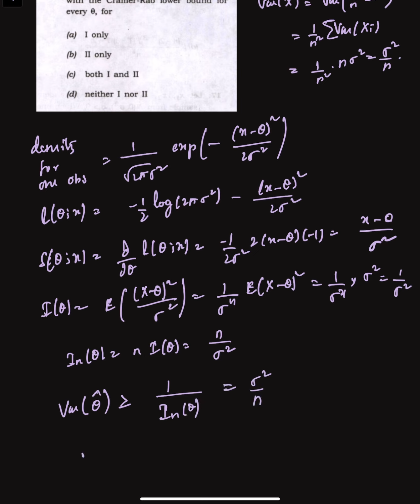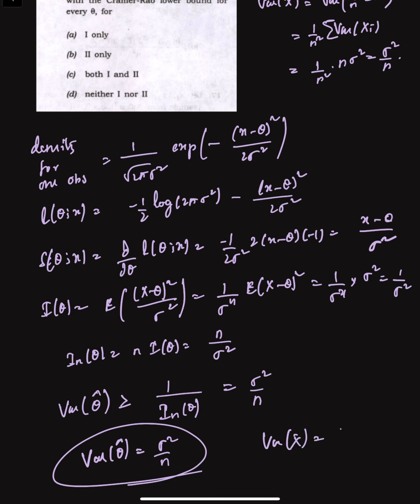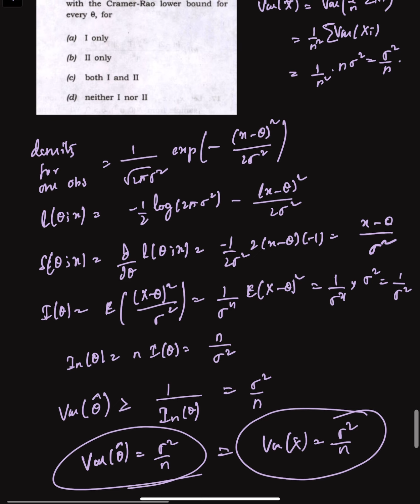So that means the Cramér-Rao lower bound is sigma square by n, and even if we consider the variance of x bar, that is also sigma square by n. So therefore the variance of the sample mean coincides with the Cramér-Rao lower bound in case of the normal model.